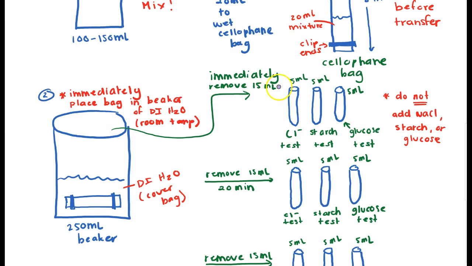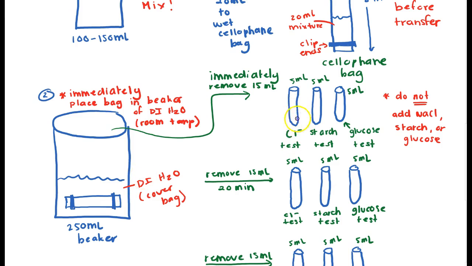So from here, you're going to divide that 15 milliliters into 3 different test tubes. So 5 milliliters in each. And what you want to do is now perform each of the chemical tests. All right, so make sure, for example, the chloride test, you're not adding in sodium chloride, right? Because that will definitely give a positive test. We want to see if the chloride actually crossed the cellophane.